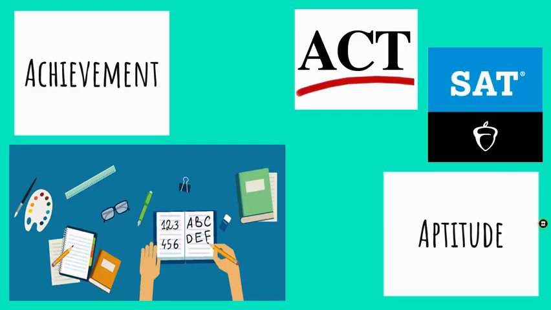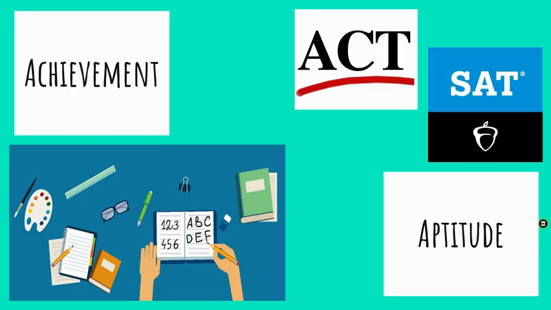So when looking at academic testing, there are two overarching types of academic tests. There's achievement tests and aptitude tests. I like to remember the difference with the word aptitude, underlining the letter P. Aptitude tests predict future success. So aptitude tests are things like the ACT and SAT, which are supposed to predict how successful you're going to be as a college student.